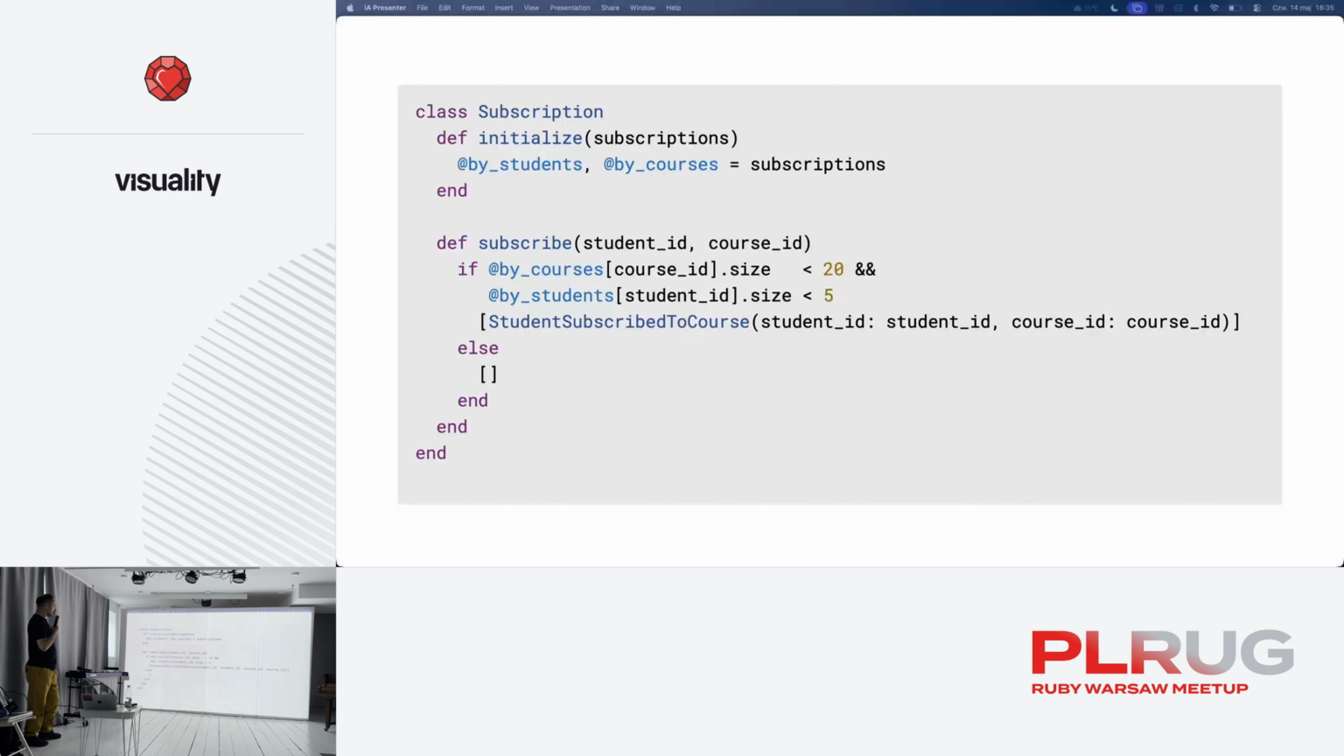On the other side of the spectrum, we could design an aggregate that can verify both of those rules when subscribing. But that also means that the consistency boundary of such an aggregate is very wide. We have to know about all courses and all students. And in a situation where the system has to perform well under stress and under concurrent load, it would be a disaster. I have one story to tell from my past when I was designing such a system.